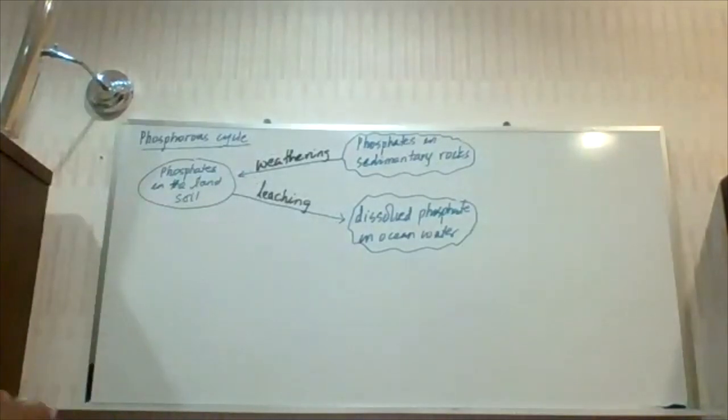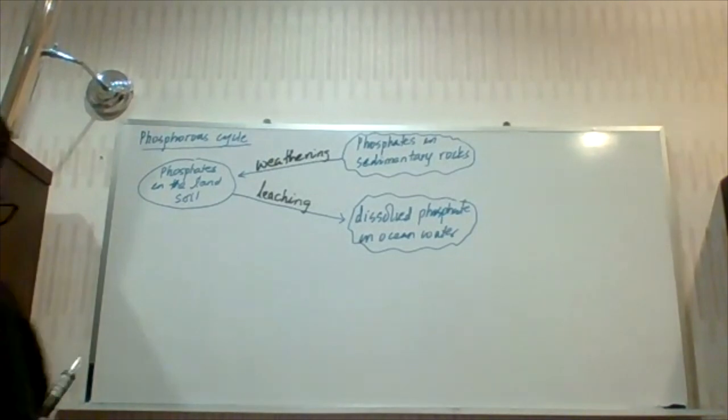All right, so through the weathering process, the phosphates from the sedimentary rocks have moved onto the phosphates in the land soil. And then through the leaching process, part of the phosphates in the land soil, not all, part has gone into dissolved phosphates in the ocean water.